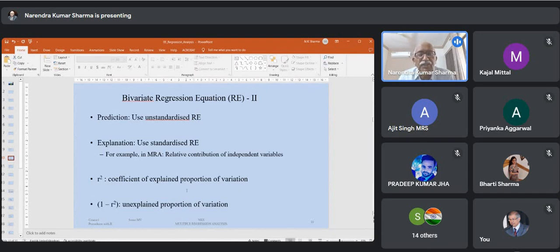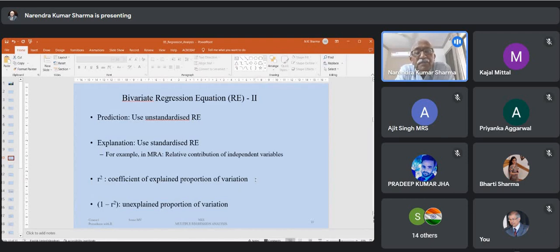R square is the coefficient of explanation, or explained proportion of variance, coefficient of determination. Since we have standardized our variables in the standardized equation, total variance will be 1. So we go back to the discussion we had in factor analysis, where we normalized the total variance into 1 and divided that 1 into h square, s square, error square, and from there we determined the reliability of a variable or a scale. So if 1 is the total variance, then 1 minus R square is the unexplained proportion of variance. Very simple. Higher the value of R square, stronger is the model. But if we get higher value for 1 minus R square, then the model is weak.